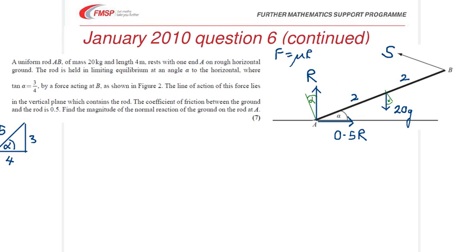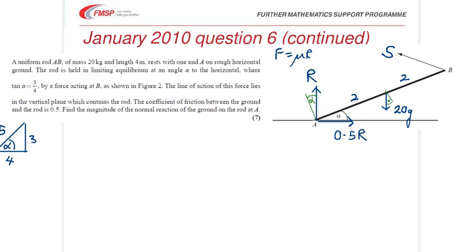We know alpha. We're told tan alpha is 3/4, so we'll know sine alpha and cos alpha. Sine alpha is 3/5, cos alpha is 4/5. So everything's fairly clear, but there is a problem with this question. The question asks us to find the magnitude of the normal reaction of the ground on the rod at A, which is finding R here.